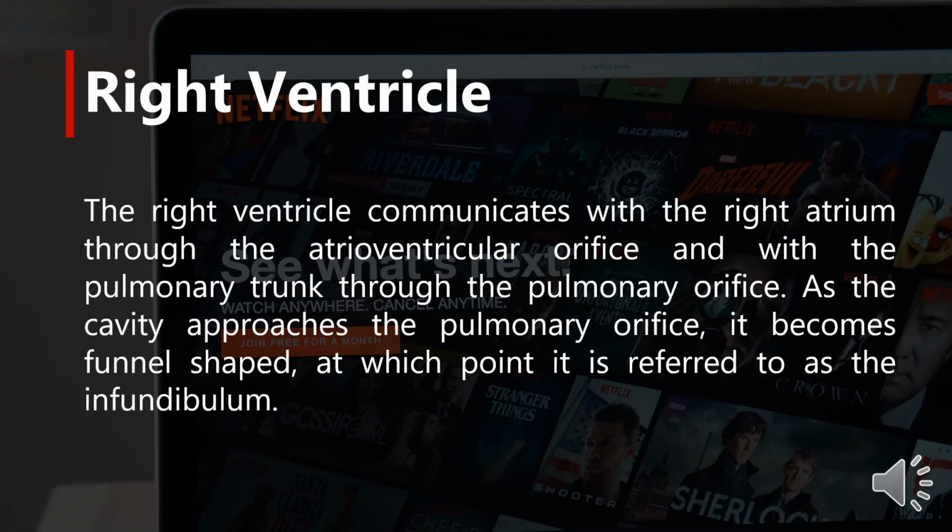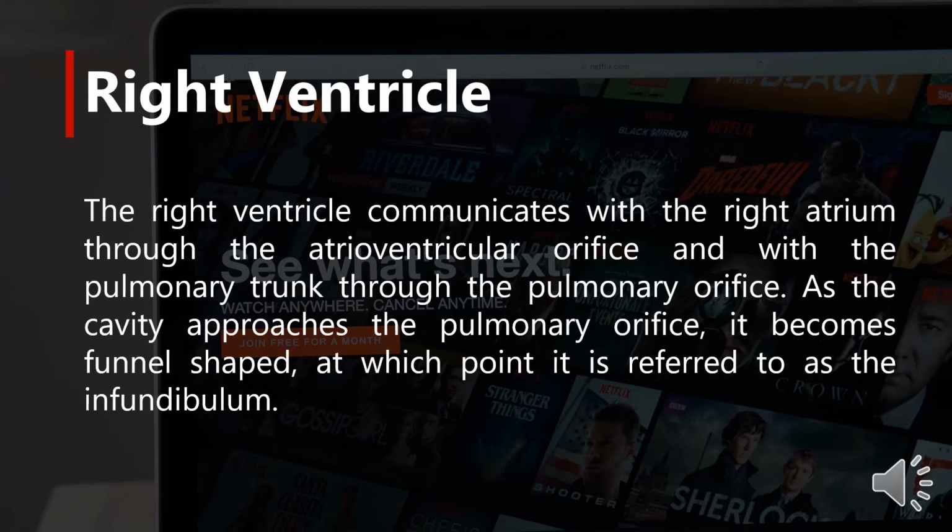The right ventricle communicates with the right atrium through the atrioventricular orifice and with the pulmonary trunk through the pulmonary orifice. As the cavity approaches the pulmonary orifice, it becomes funnel-shaped, at which point it is referred to as the infundibulum. So the right ventricle forms most of the anterior surface of the heart and a portion of the diaphragmatic surface.